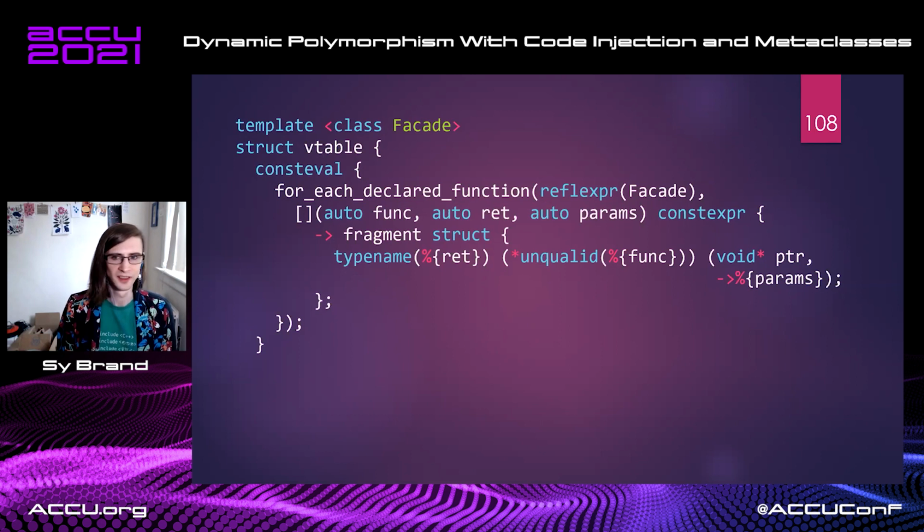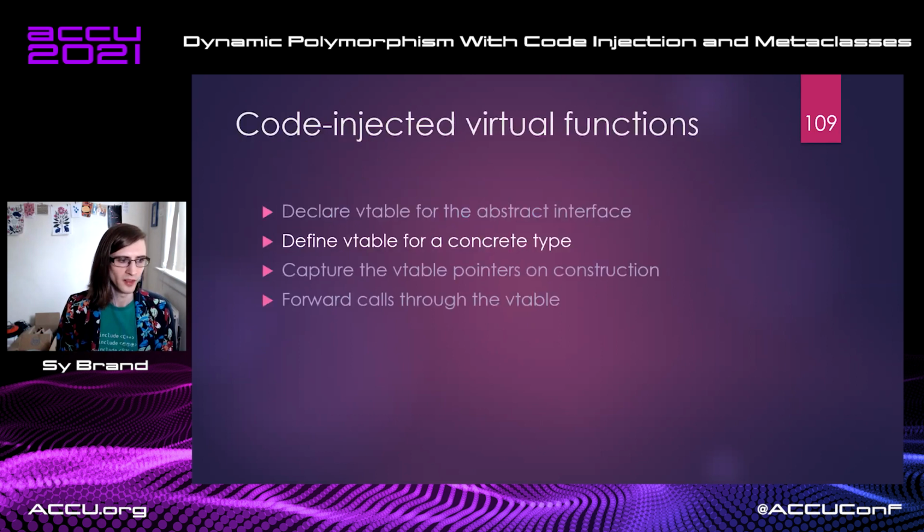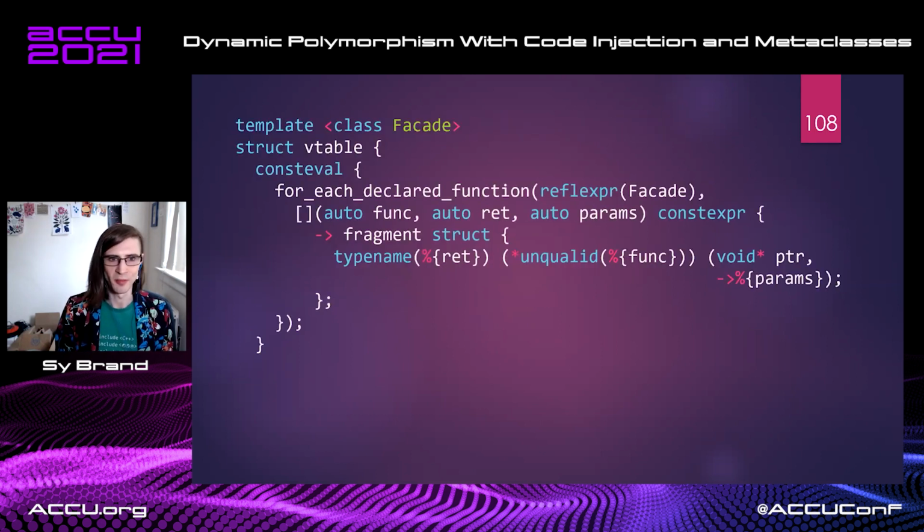All right. Now, are there any questions about this? Because this stuff can be kind of weird and new. But essentially here, for our animal type, this is defining our speak function pointer, but this is going to be done for every single function in your facade.